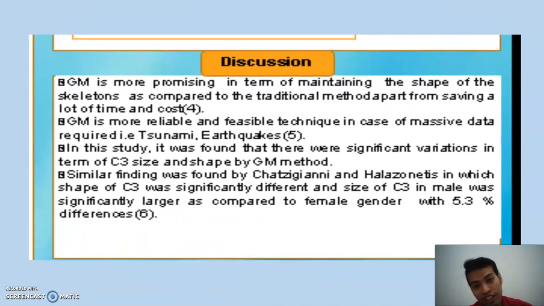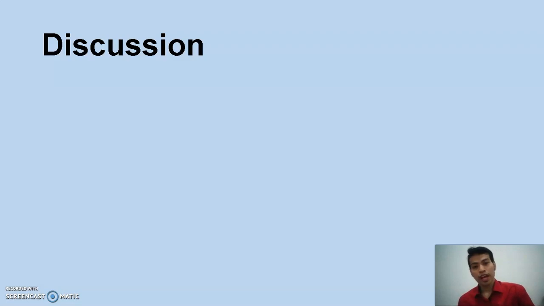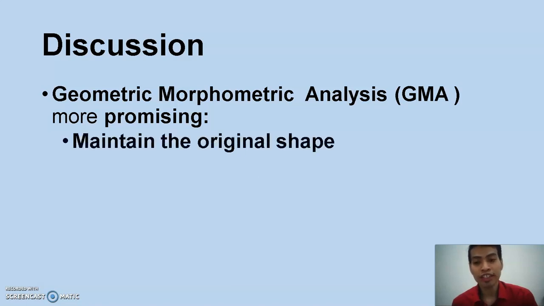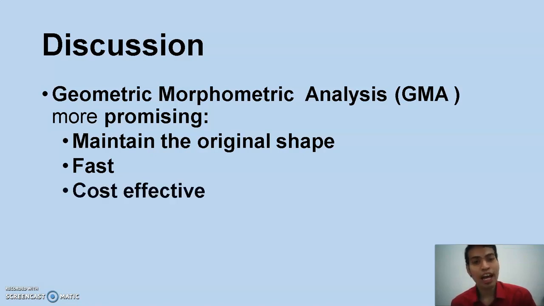Moving on to the discussions. As we discussed earlier, geometric morphometric analysis is more promising, more reliable and accurate because it is able to maintain the original shape of the bones. It is a quick method and cheaper as compared to traditional morphometric methods.